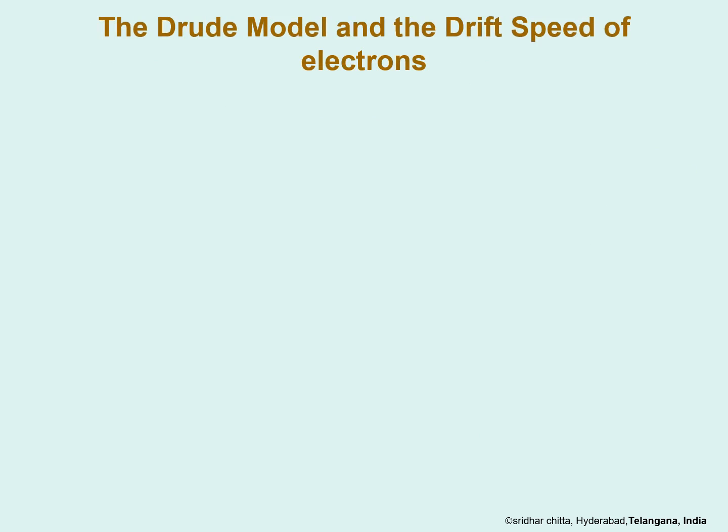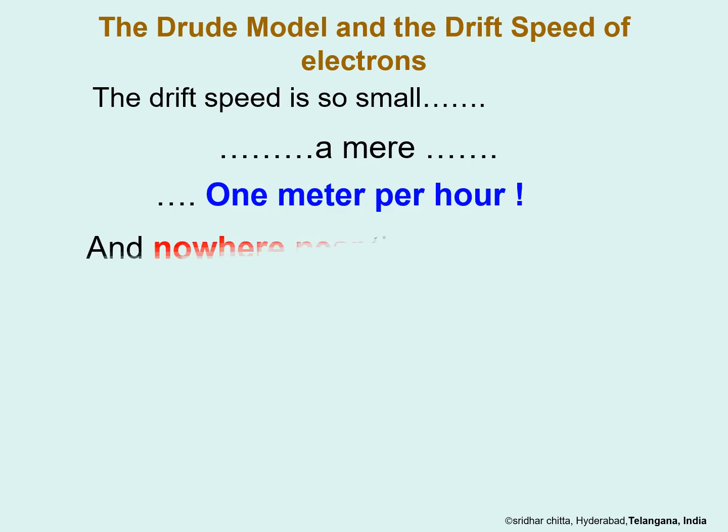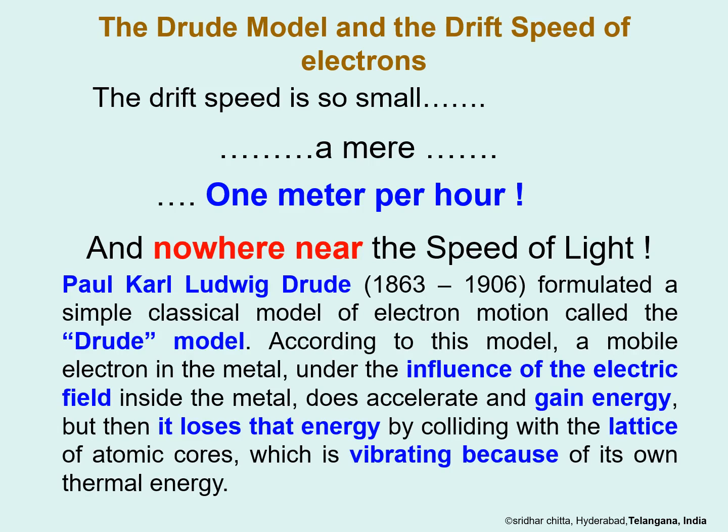The Drude model and the drift speed of electrons. The drift speed is so small, a mere 1 meter per hour, and nowhere near the speed of light. Paul Carl Ludwig Drude formulated a simple classical model of electron motion called the Drude model. According to this model, a mobile electron in the metal, under the influence of the electric field inside the metal, does accelerate and gain energy, but then it loses that energy by colliding with the lattice of atomic cores, which is vibrating because of its own thermal energy.